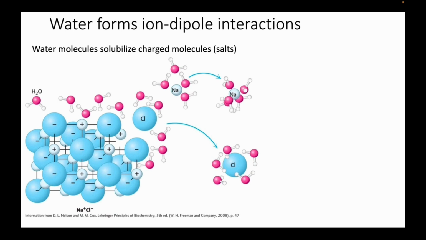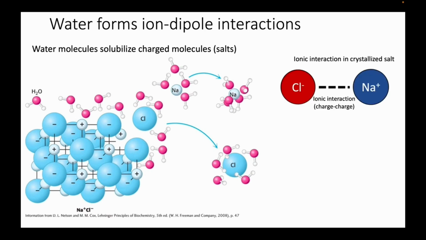Water can also form ion-dipole interactions. So you know that you can dissolve some salt in a glass of water. Solid salt, crystalline salt, has this structure right here, with your sodium ions forming ionic bonds with your chloride ions. But when you dissolve it in water, water can surround those ions to make an ion-dipole interaction. So think about what this looks like.